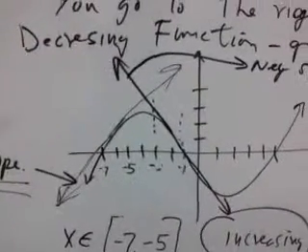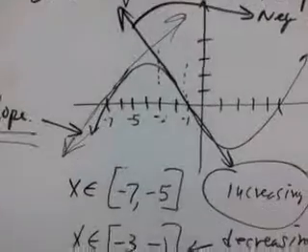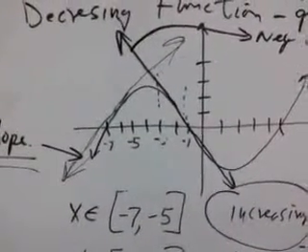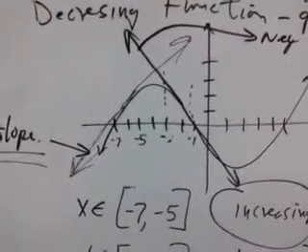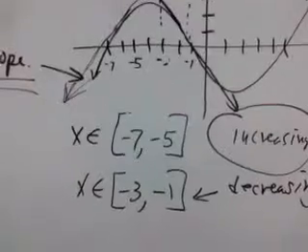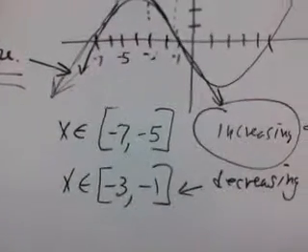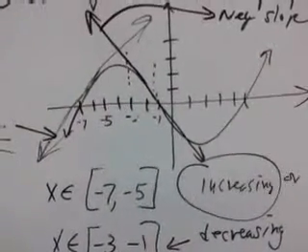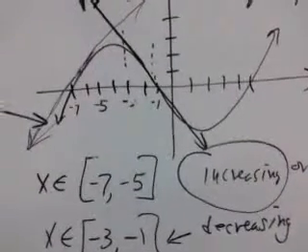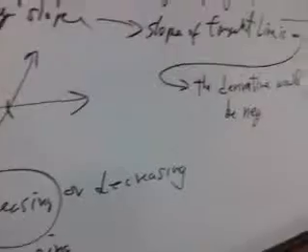For the function we have here, in the interval from negative 7 to negative 5, the function is increasing. It's going up as we go to the right. The interval from negative 3 to negative 1 is decreasing, because as I go from left to right in that interval, the graph is falling. So that's the basics of what we did in class.